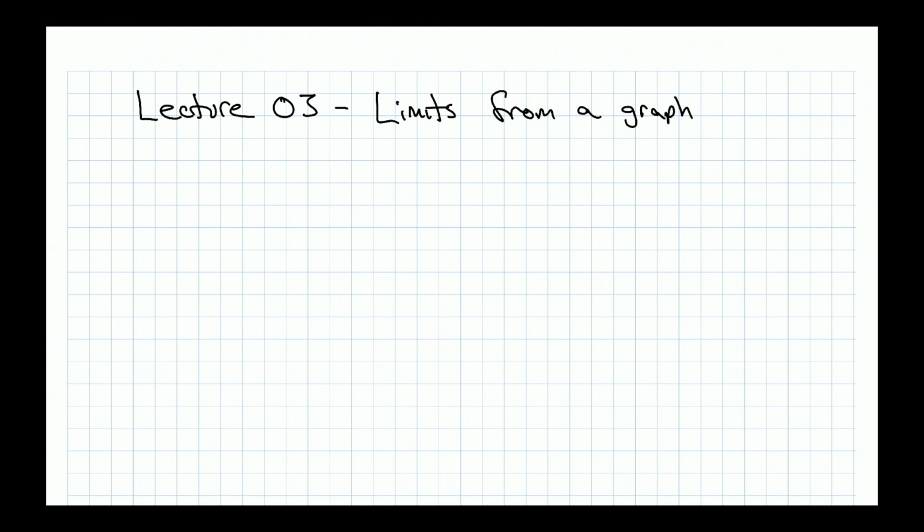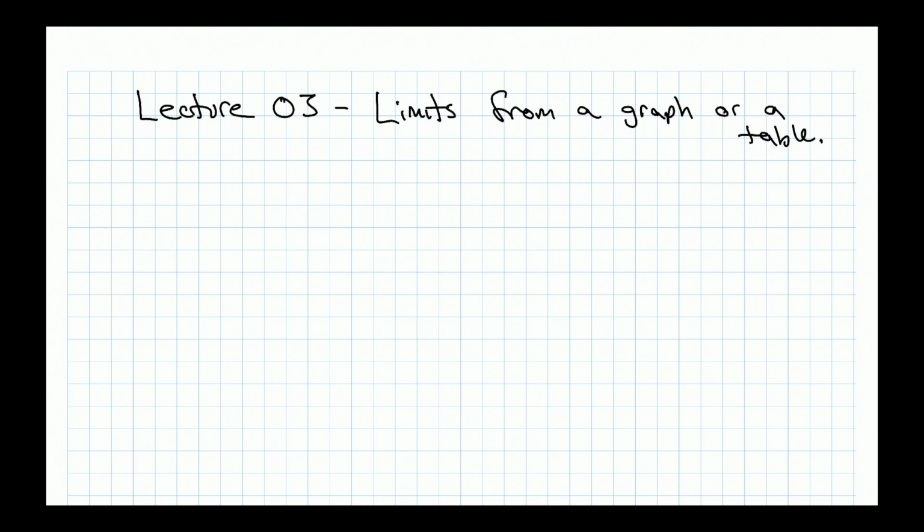All right, so we're going to talk about Lecture 3. Pen doesn't work. Try again. Lecture 3. What are we going to talk about? Limits, specifically from a graph or a table.